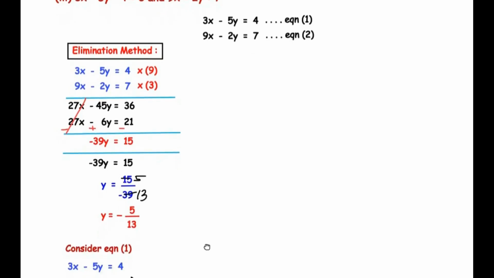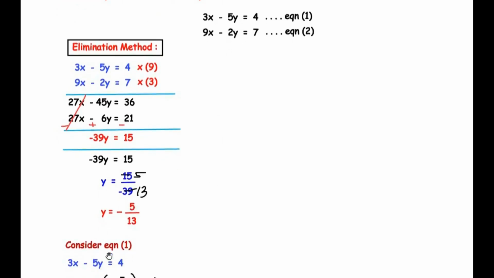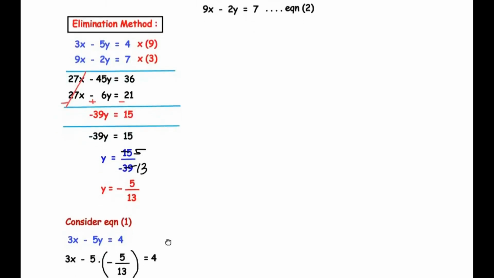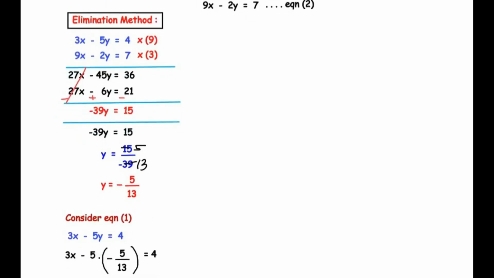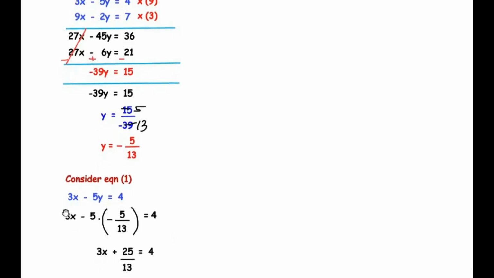So here we have written the equation 1, that is 3x minus 5y equal to 4. Now in place of y, we are going to substitute its value, that is 3x minus 5 times minus 5 over 13 equal to 4. So simplifying this, we get 3x, so minus 5 times minus 5 gives us plus 25 over 13 equal to 4.